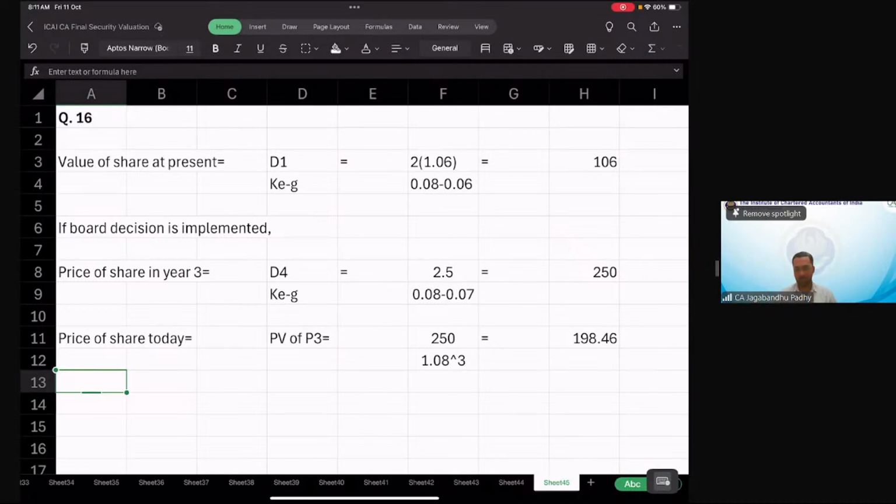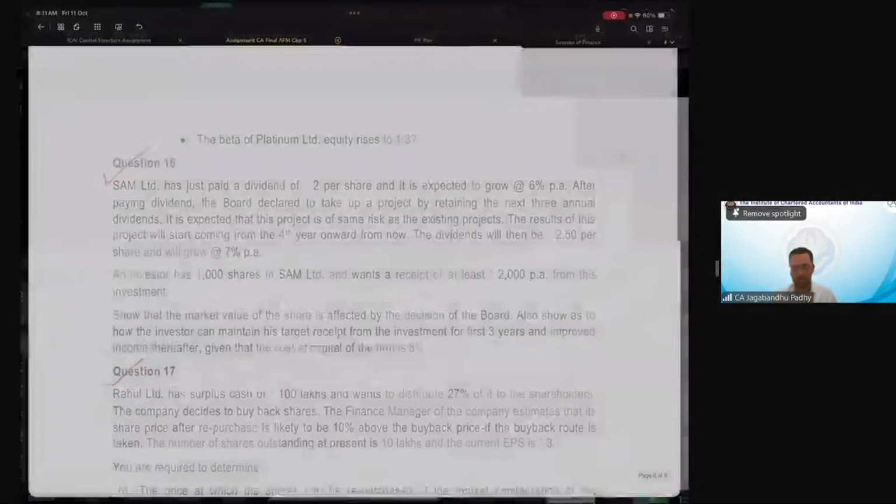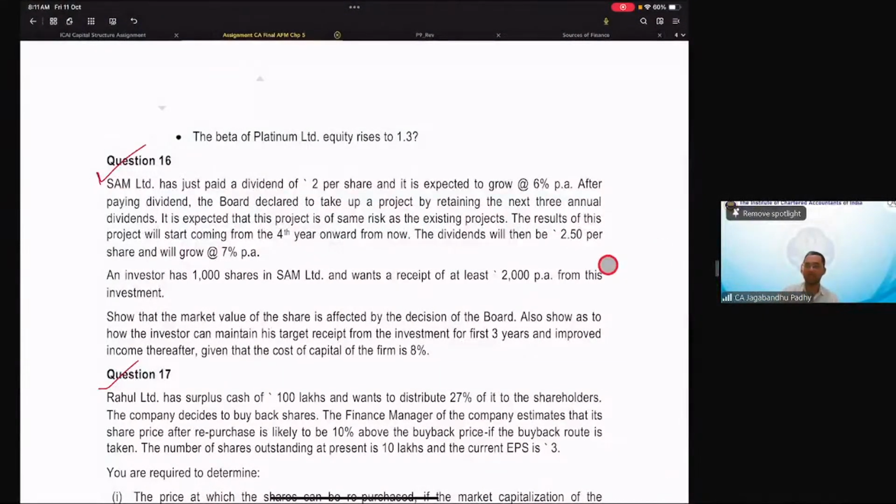Yeah. So the price of the share today will be 198.46, and our investor requires a cash inflow of 2,000 every year. Now, of course, since the company is not going to give any dividend, how will the investor maintain that cash flow?